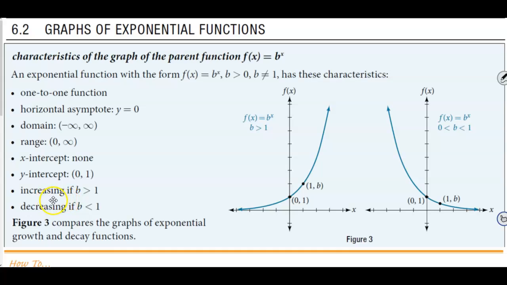It is an increasing function if b is greater than 1, and it's decreasing if b is less than 1. Figure 3 compares the graphs of exponential growth and decay functions. This graph, since it's going up from left to right, is a growth function. And on this side, it's a decay function since it's decreasing from left to right.